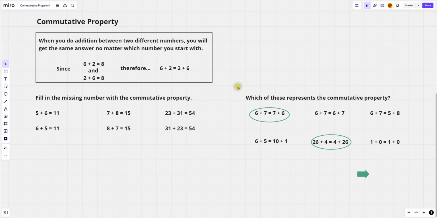Okay, so these are the types of questions you're probably going to have to do on your worksheets for the commutative property. And I hope that was helpful so you can get your homework done.